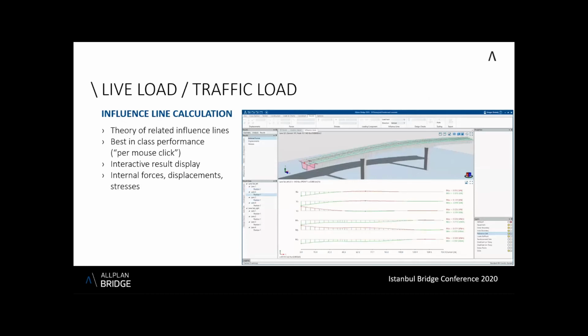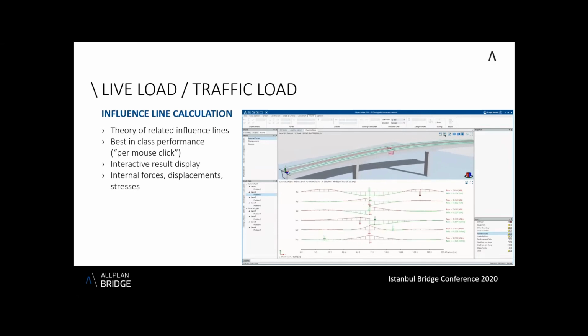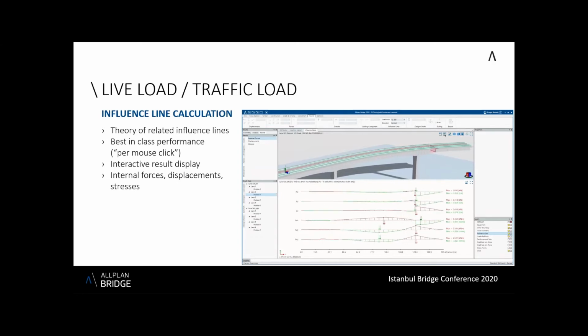The implemented calculation is based on the theory of so-called lane-related influence lines, allowing to determine the most unfavorable effects. Unit loads are placed along the respective lane, and the corresponding influence on the individual internal force is determined. This approach does not only give the most unfavorable effects due to traffic, but also allows fast recalculation.